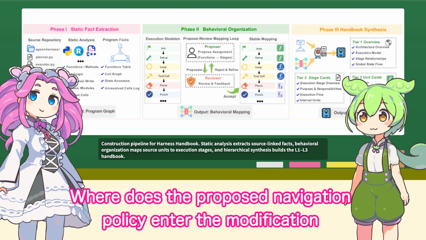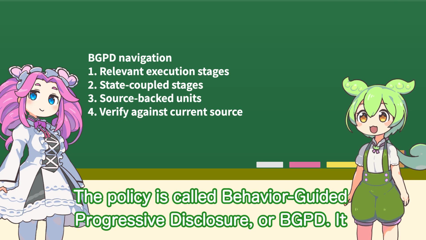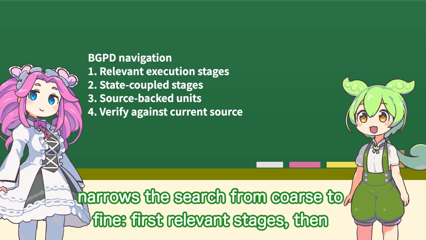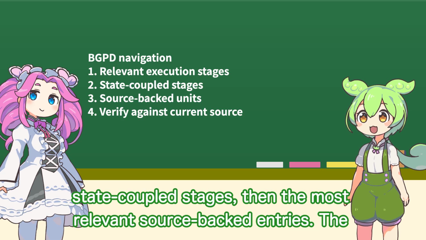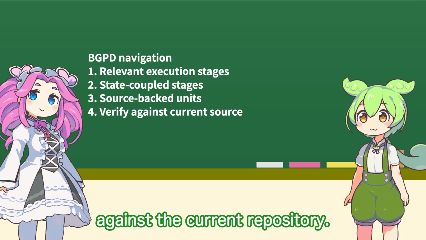Where does the proposed navigation policy enter the modification workflow? The policy is called Behavior Guided Progressive Disclosure, or BGPD. It narrows the search from coarse to fine: first relevant stages, then state-coupled stages, then the most relevant source-backed entries. The planner proposes locations from the handbook and verifies each candidate against the current repository.